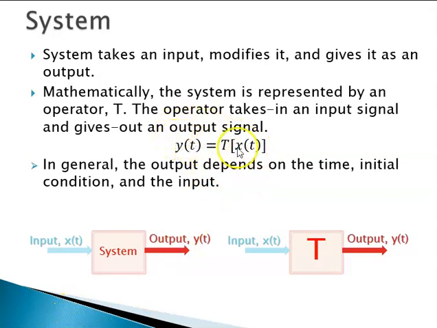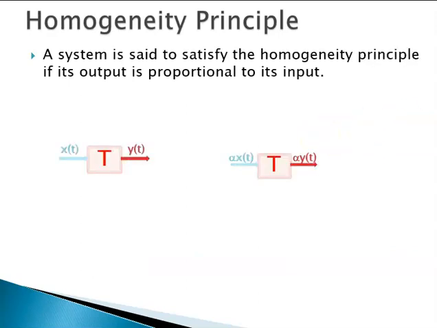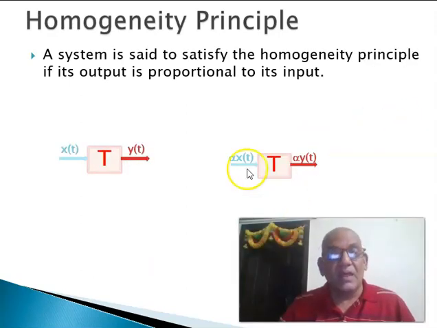This kind of representation is very handy, and we use this kind of representation to define what we mean by homogeneity in this next slide. When we say a system is homogeneous, we mean its output is proportional to input. If x is the input and y is the output, then if you give alpha x as the input, alpha y is the output. If such a thing is happening for a system, we call that system a homogeneous system and say it's satisfying homogeneity principle.